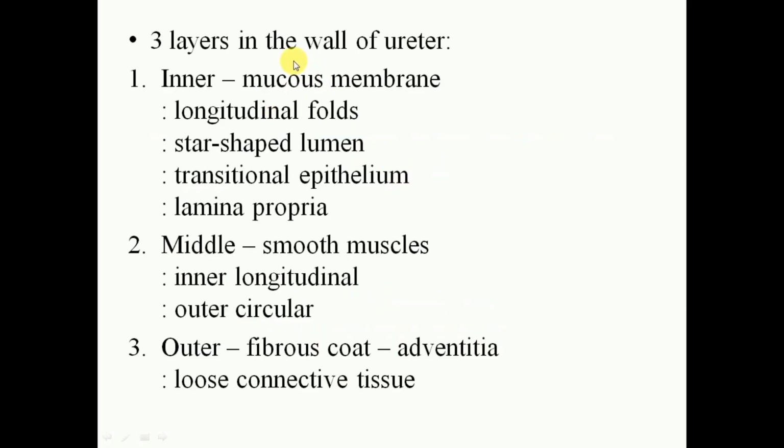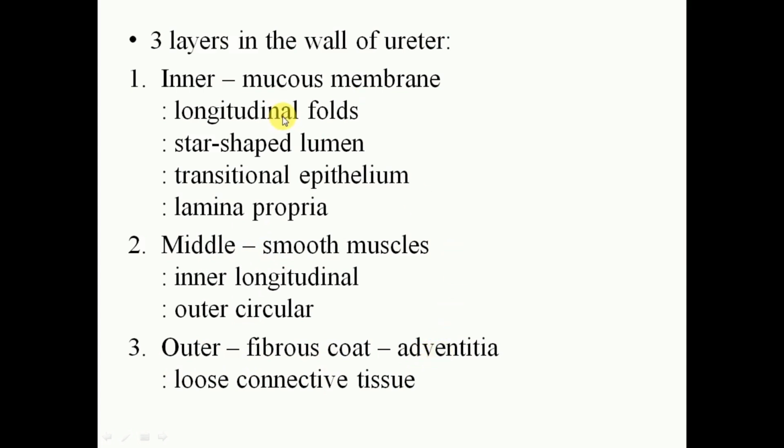So the wall of the ureter microscopically has three layers. There is an inner layer which is of mucous membrane or the mucosa. Then there is a middle layer of the smooth muscles, that is the muscular coat. And then there is an outer layer, fibrous coat, that is adventitia.